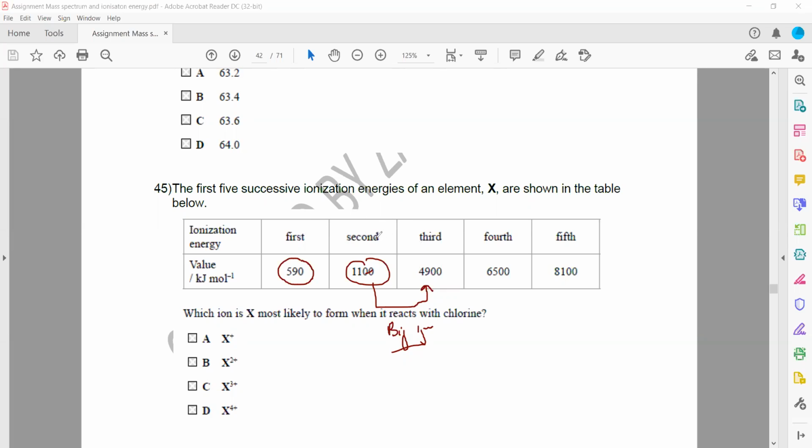So it tells us how many electrons are in the last shell: it has 2 electrons in the last shell. If an element has 2 electrons in the last shell, it means the valency is such that when it reacts with chlorine it will lose 2 electrons. That is why B is the right answer. Is it clear? So we have to check the jump, the difference. 590 and 1100 are approximately the same, then you can see a big difference between these two values when you subtract. A big difference means the shell changes, and it means this was the number of electrons in the last shell, so there were 2 electrons in the last shell. That's why it will form an ion of plus 2.